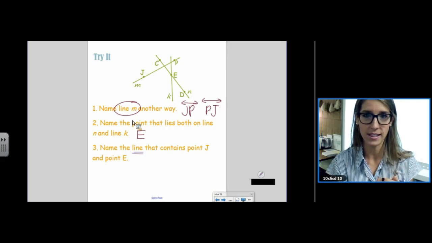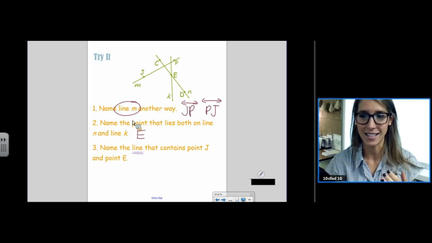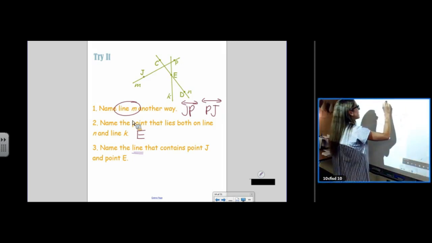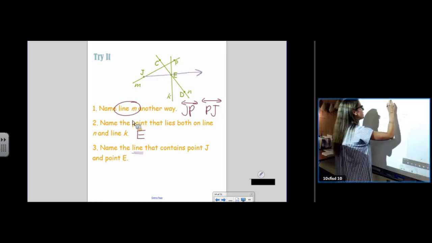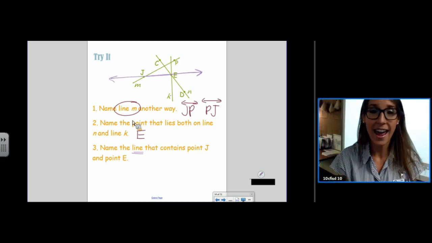But you have to be careful in geometry, and this is what's really different from algebra, and people have trouble with this. They don't like when I say this. Just because something isn't drawn doesn't mean it doesn't exist. There does exist a line through points J and E.